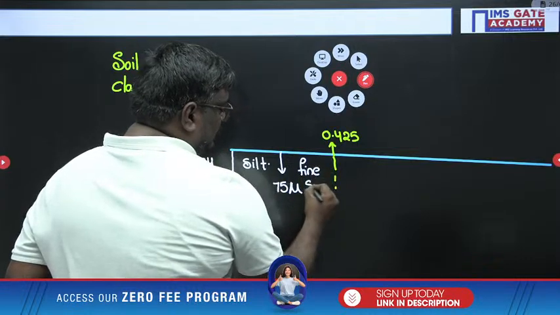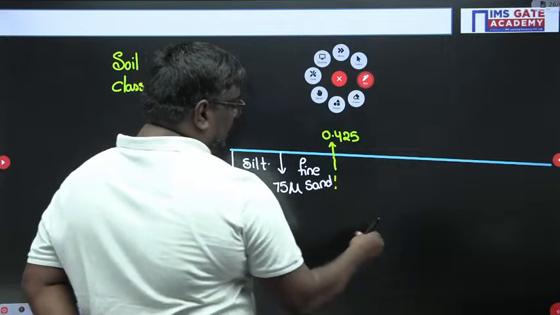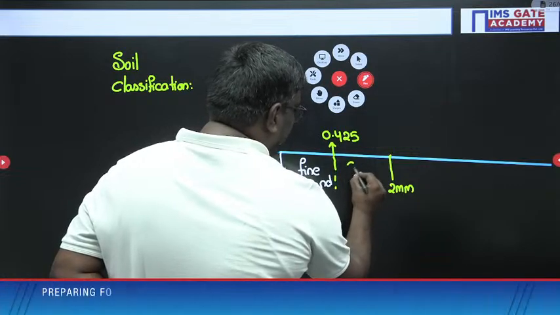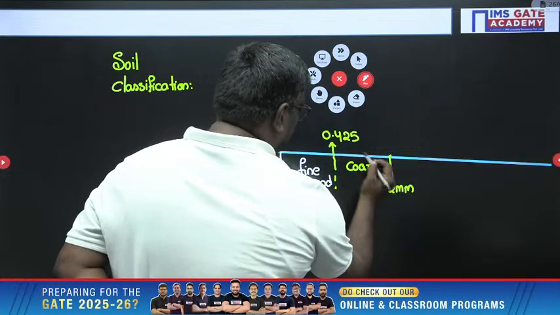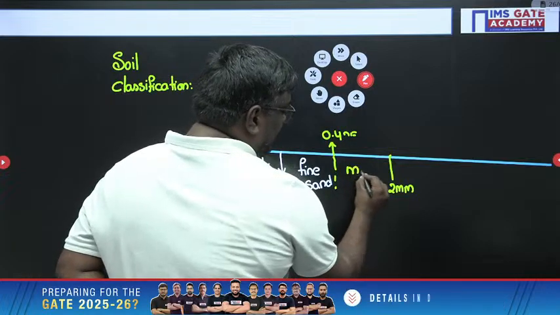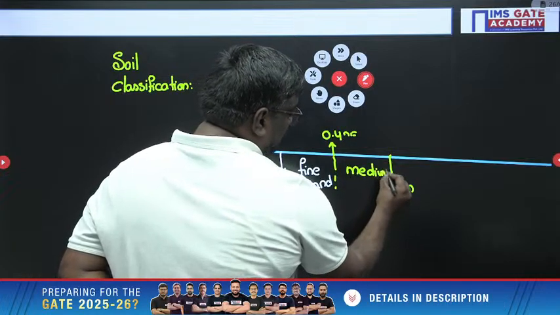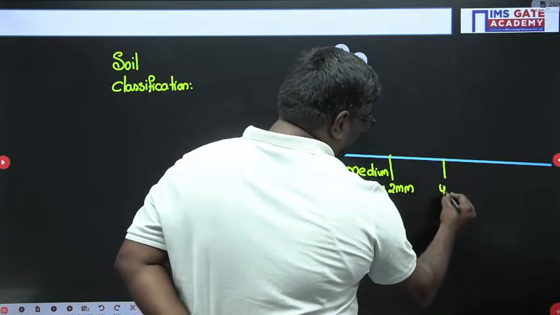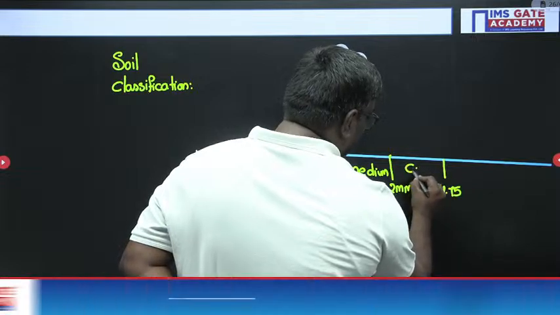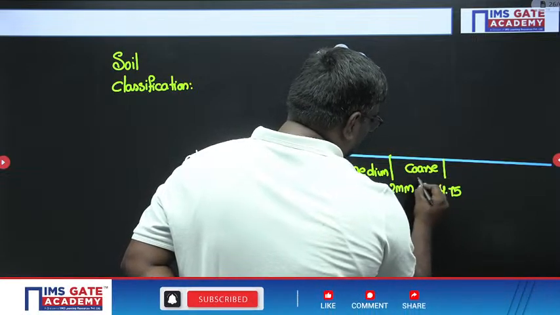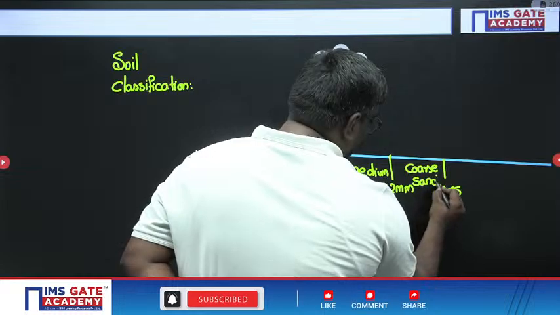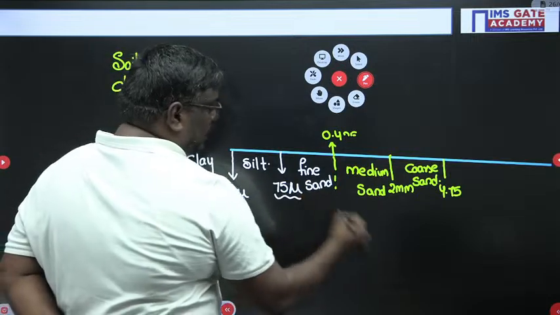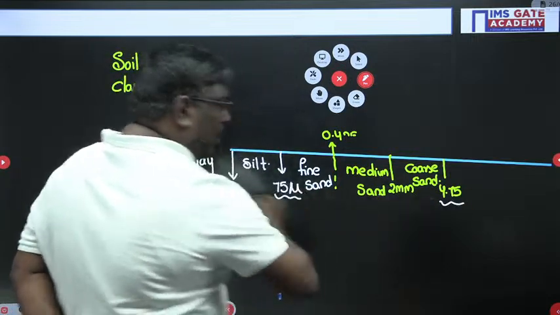What, sir? We call it fine sand. Similarly, if I talk up to 2 mm, then we call it medium sand. And remember, my dear students, up to 4.75 mm we call it coarse sand. So always remember, for a value of 75 micron to 4.75 mm, all this is sand.